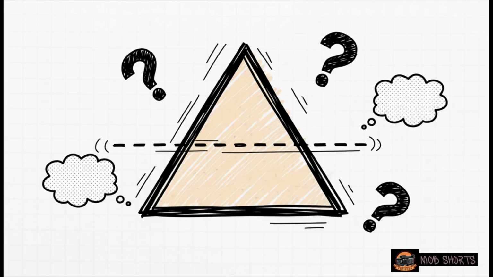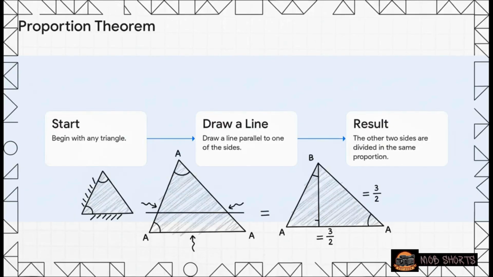The result is incredibly neat. And here it is. That parallel line you just imagined cutting through the triangle, the proportion theorem tells us it splits the other 2 sides in the exact same proportion. So the ratio of the top piece to the bottom piece on the left side is now identical to the ratio on the right side. It works every single time. It's such a reliable and powerful rule.